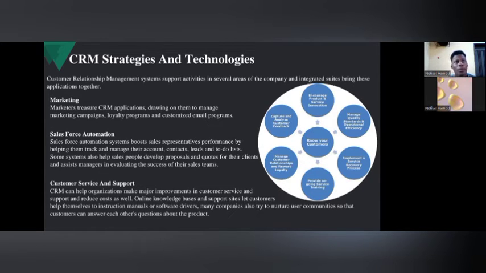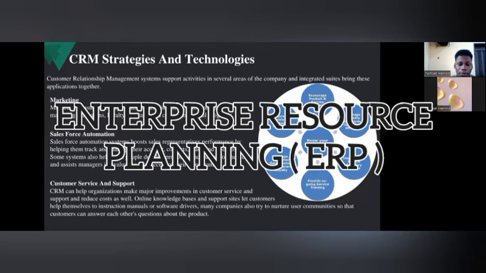These are like sites creating meeting sites for customers to exchange knowledge of the product, to exchange their opinions about the product, and to help themselves. Many companies also try to nurture user communities, so that the customers can answer each other's questions about the product.